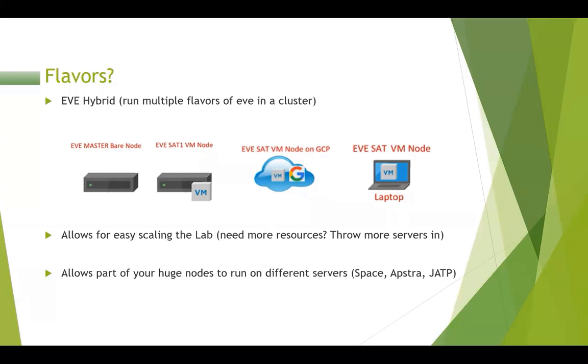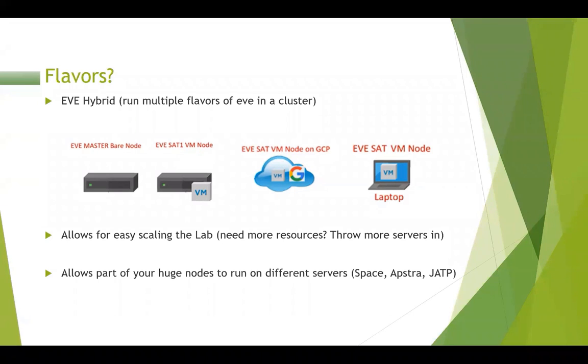So let's say you have your Eve master, that's a bare metal node. You have your satellite that's running on a VM, on an ESXi server. You have one on the Google Cloud platform, and maybe even one just for fun, just to see if it works on your laptop. And that, again, allows you to scale your labs. You can simply throw in more servers.